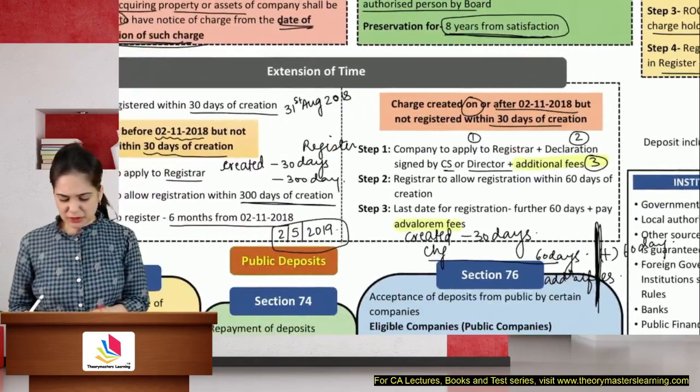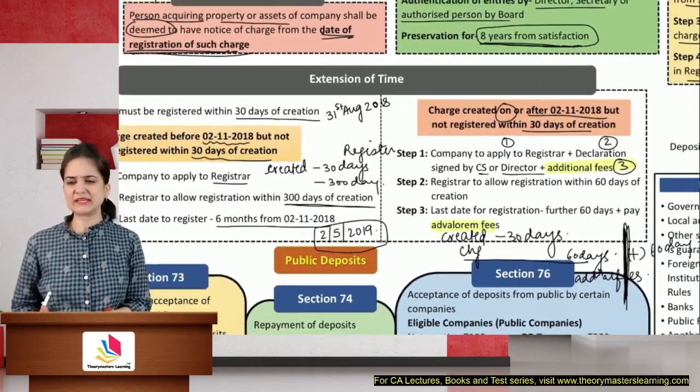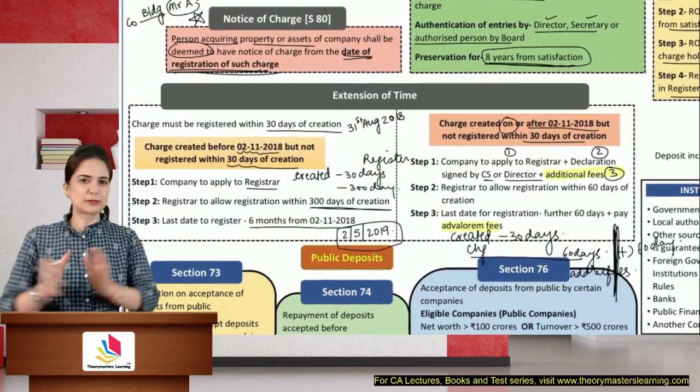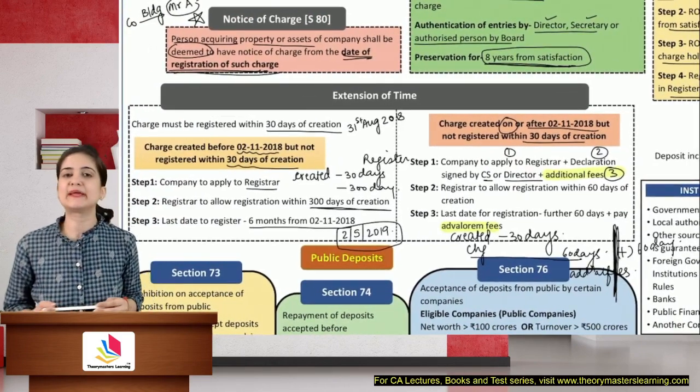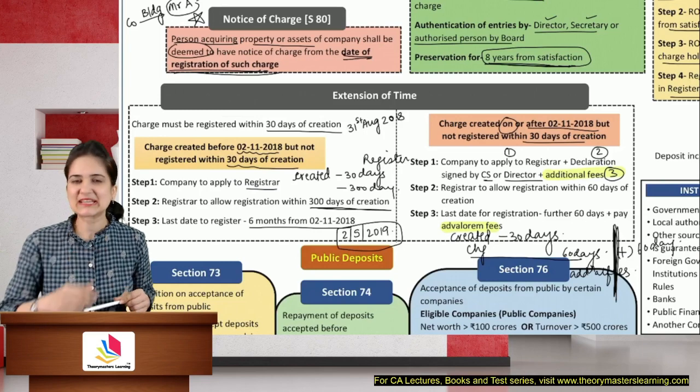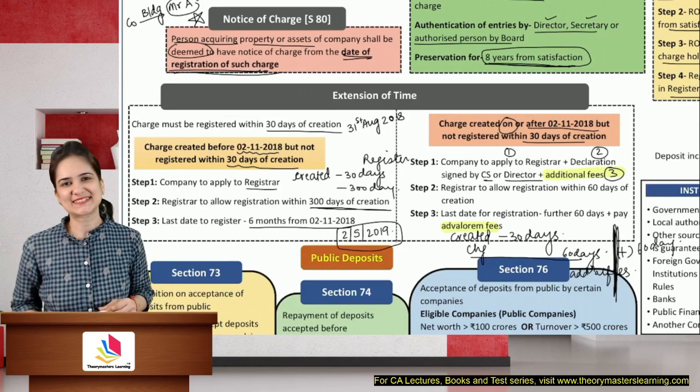If you remember the provisions in this table, I think it will be very easy for you to remember all the provisions. And with this, we also complete the chapter on charge. Next, let us discuss public deposits.